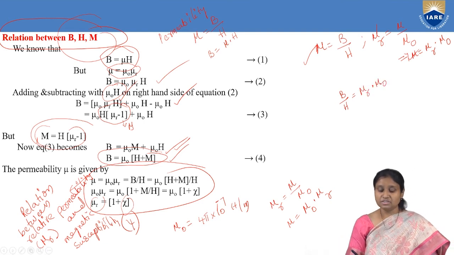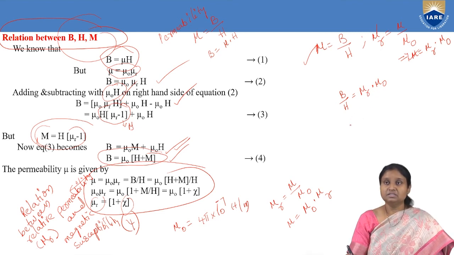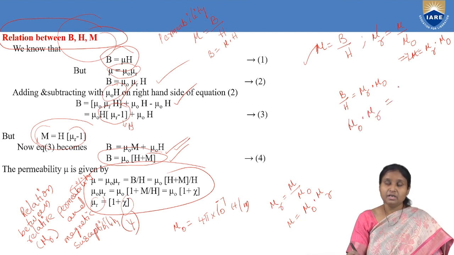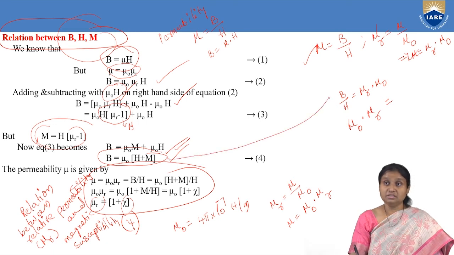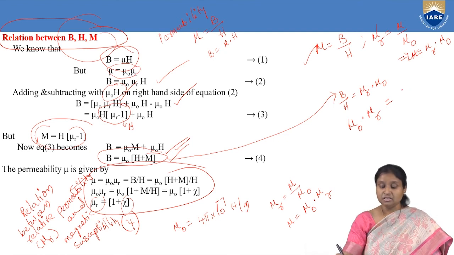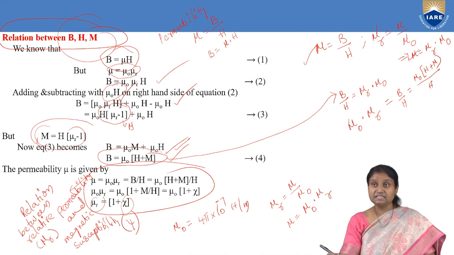So we have this relation B by H. Now, what we are going to do, we are going to keep this product mu naught into mu R as it is. And what I'm going to do, I'm going to substitute this relation between B, H, M in this ratio, which is B by H. So in place of B, we are going to substitute mu naught into H plus M, where M is intensity of magnetization and H is magnetizing field.